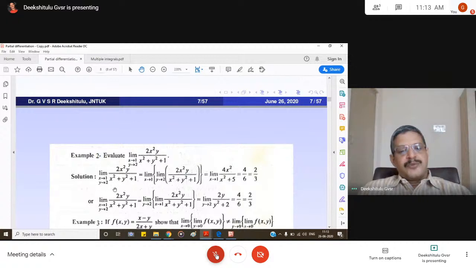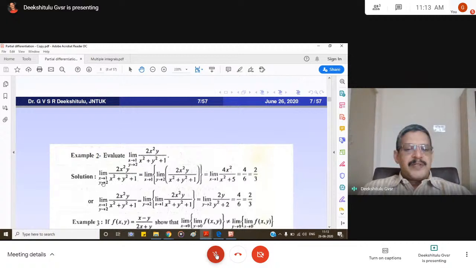Okay. Substitute y goes to 2 in this. What we get is limit x goes to 1, 4x square, and y goes to 2, 2 into 2x square plus x square plus 4 plus 1. This is what we get, 2 by 3.